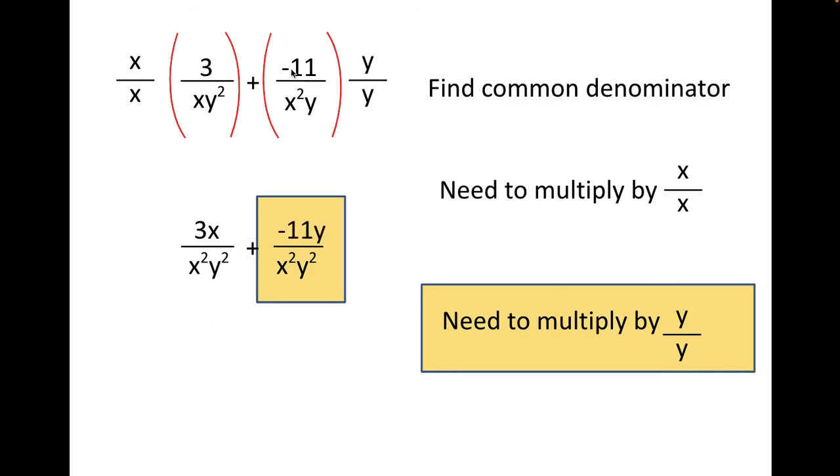Keep in mind that negative 11 over x squared y is exactly equivalent to negative 11y over x squared y squared, because I multiplied by a form of 1. I just renamed it, in the same way that 2/6 is the same as 1/3. And finally, because I have a common denominator, I can now simplify this expression, and so I get 3x plus negative 11y in my numerator all over the common denominator, x squared y squared.